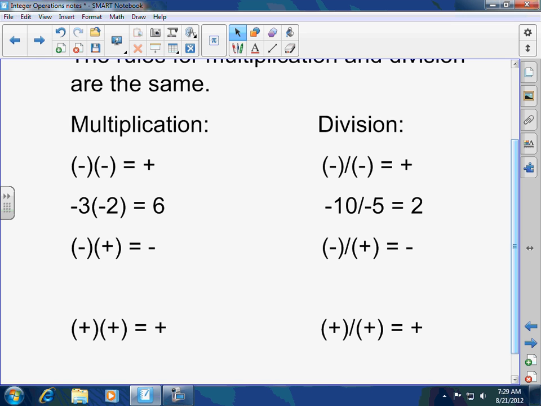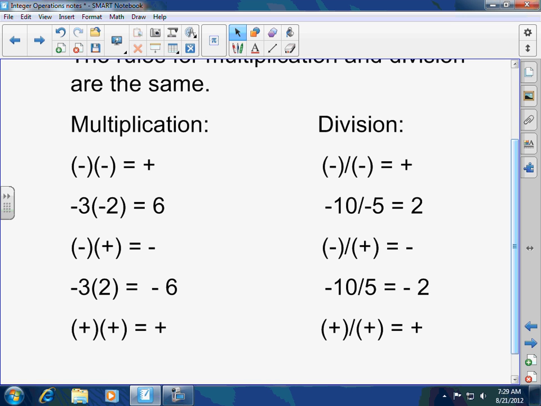A negative times a positive is a negative. So negative 3 times positive 2 is negative 6. A negative divided by a positive is a negative. So negative 10 divided by positive 5 is negative 2.